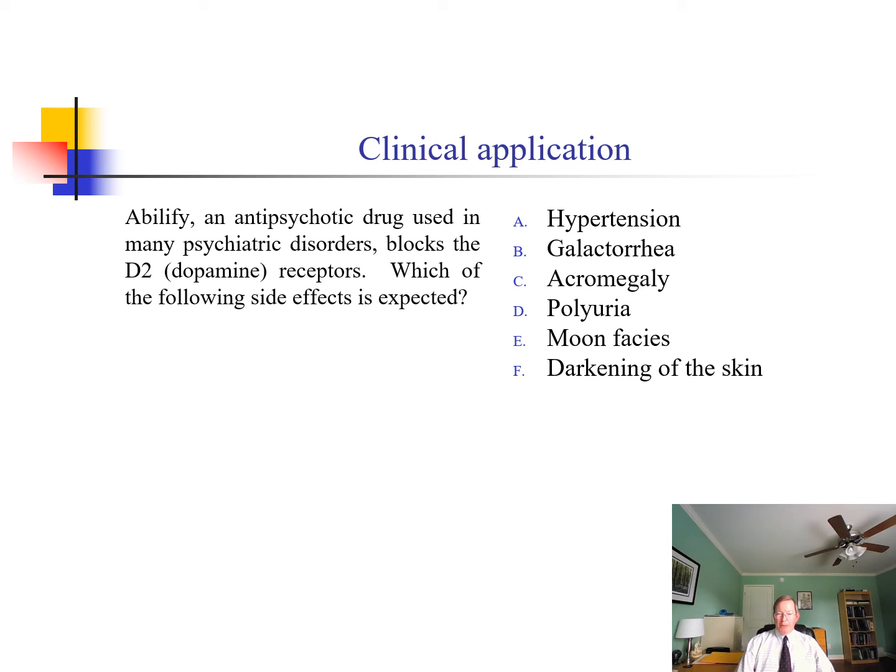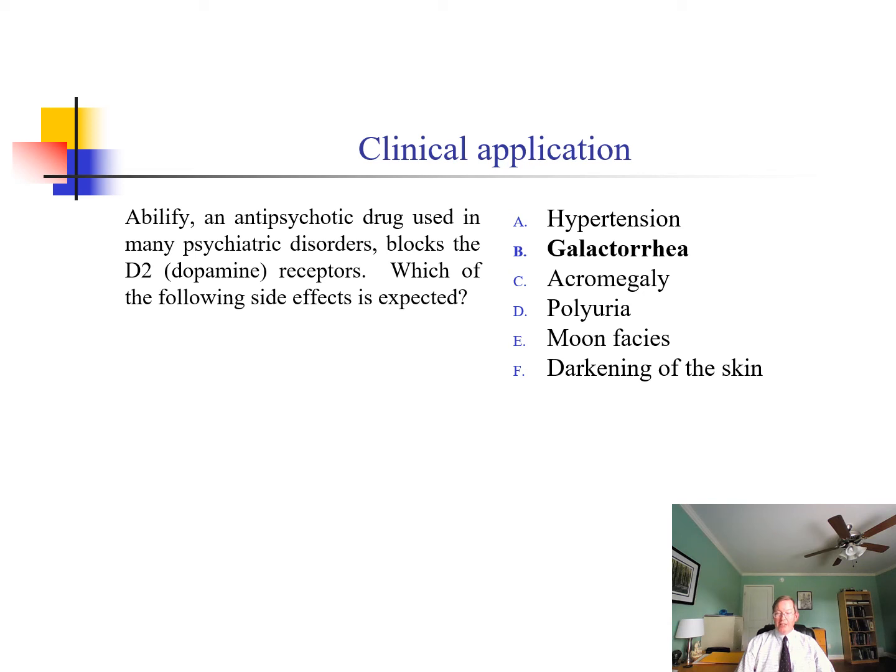Abilify, which is an antipsychotic drug, is used in many psychiatric disorders, and it blocks the D2 or dopamine receptor. Which of the following side effects is expected? Hypertension, galactorrhea, acromegaly, polyuria, moon phases, or darkening the skin.